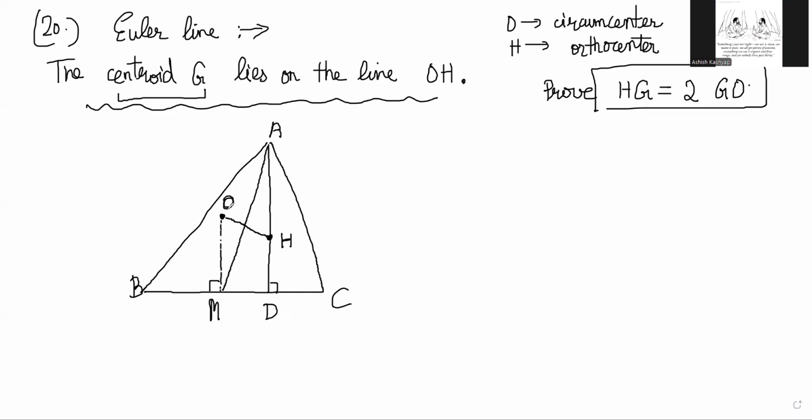This is the rough figure. O is circumcenter, H is orthocenter, M is obviously midpoint, and D is the foot of the altitude. And let's call this point of intersection of the median with the line OH, G dash for now.